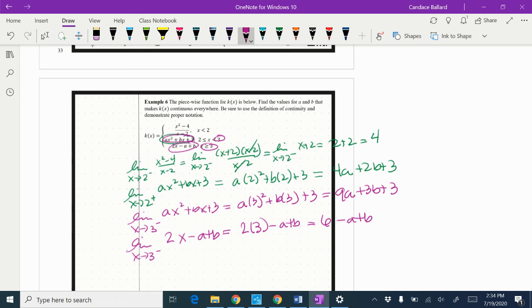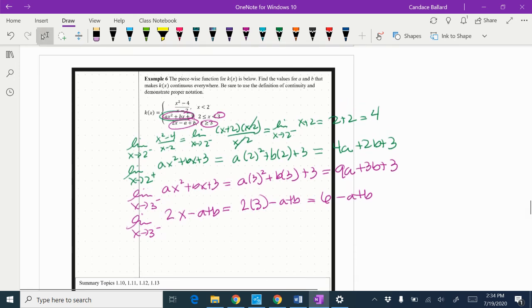So now the question is, I still have all of this stuff. I've got to figure out what these are equal to here. I know that the right-hand and the left-hand limits have to be equal in order for it to be continuous. Maybe if I set them equal to each other, I can come up with some equations where I can use them to solve for A and B.